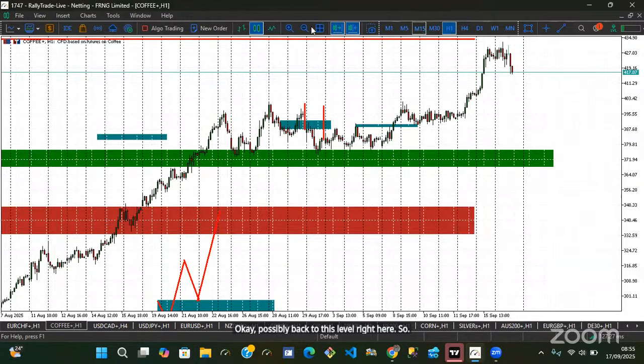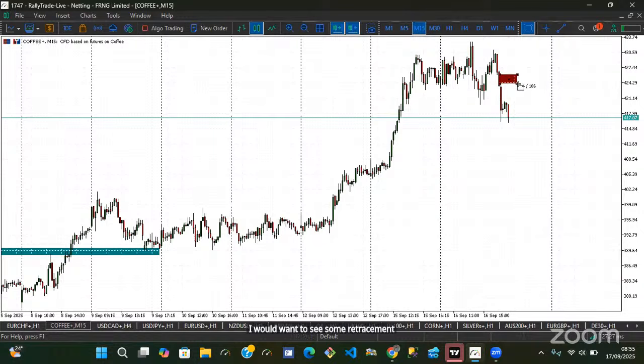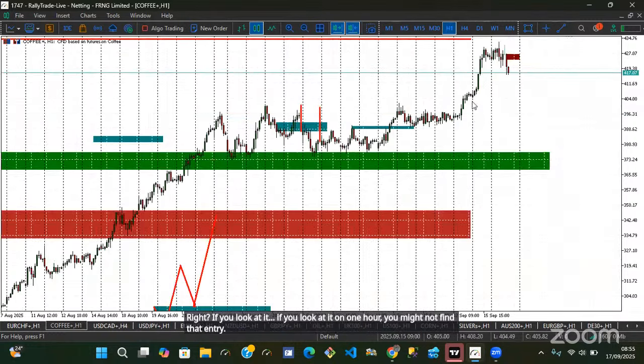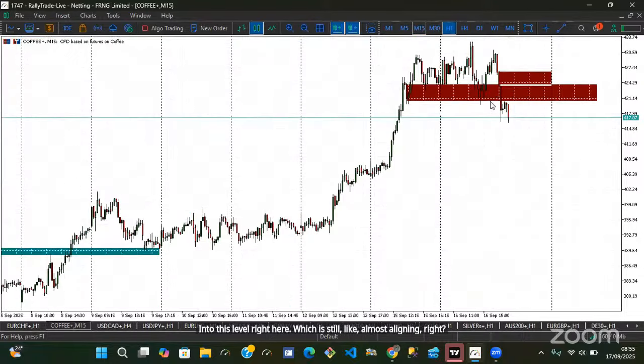So all we are going to be doing is to follow our market structure for sell, which means that on my 15 minutes time frame, I would want to see some retracement into this level. This is a 15 minutes fair value gap for me to have a sell. If you look at it on 1 hour, you might not find that entry easily. On 1 hour, for you to find entry, you might want price to come back into this level right here, which is still almost aligning with the fair value gap.